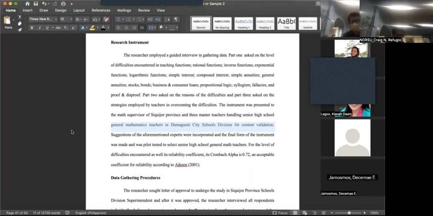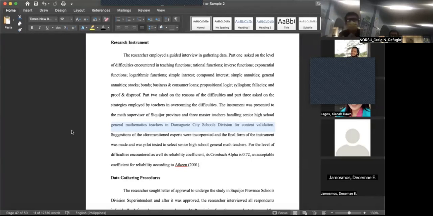So the proponent of the proposal considered senior high, grade 11 math teachers. So during the pilot testing, it must be grade 11 also, but in Dumaguete. If you look into public school, then it should be public school also in Dumaguete. If you look into grade 10 in your actual research locale, in your actual target population, then make use of grade 10 also in the pilot testing. Do you follow? Yes, sir.